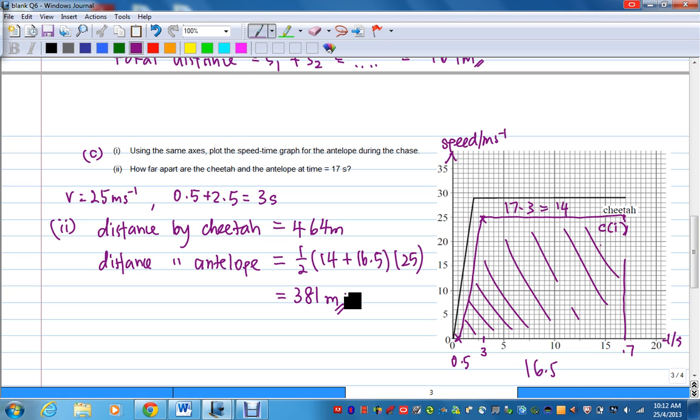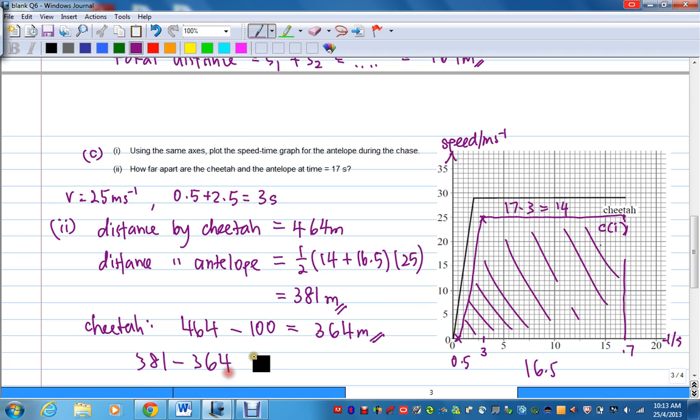If you read the question, you are told that the cheetah and the antelope initially are 100 meters apart. So that is to say the position of the cheetah is actually 464 minus 100 meters, because they are 100 meters apart. That will give me 364 meters. So the difference in the distance between the antelope and the cheetah should be 381 minus 364, which is 17 meters. So here the antelope is still ahead of the cheetah despite traveling less distance, because of the 100 meters apart initially.